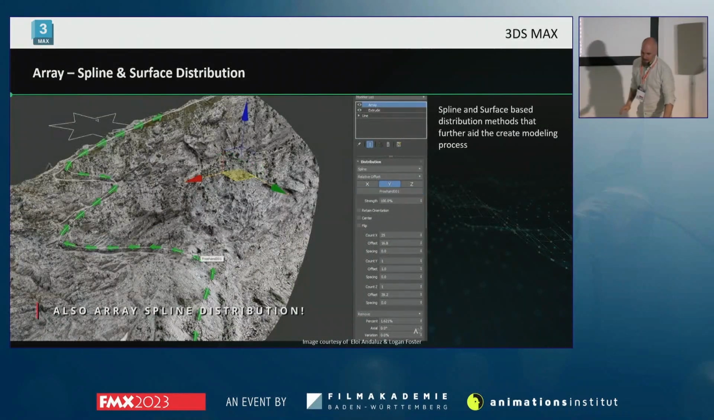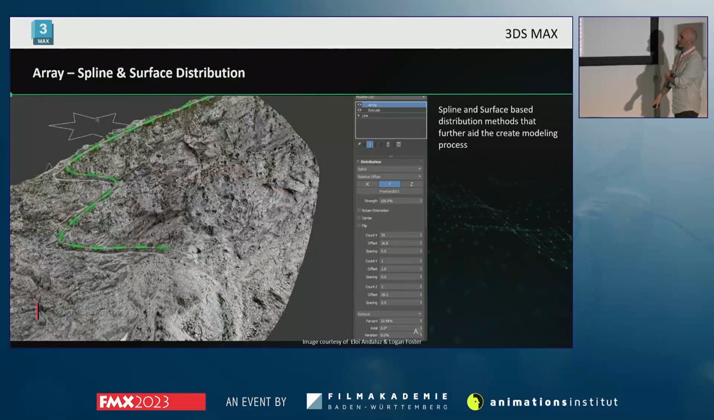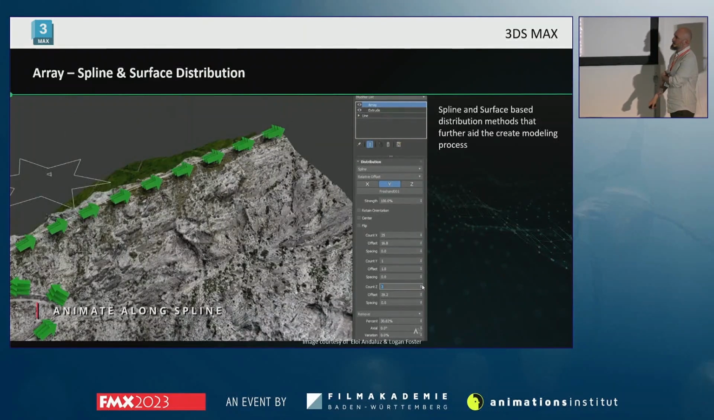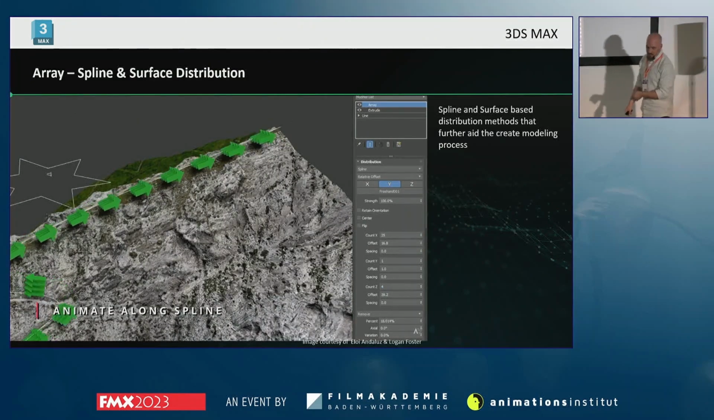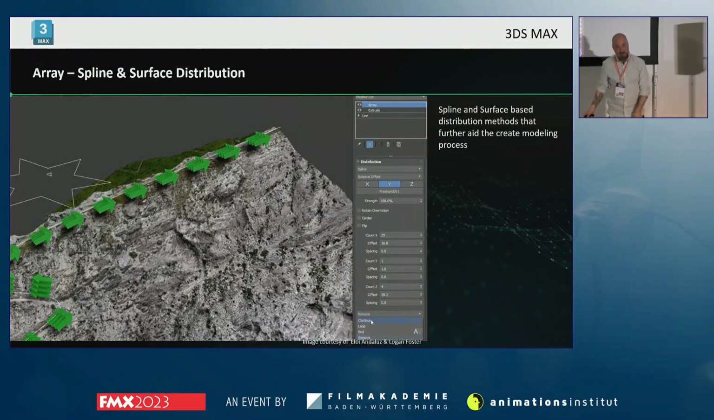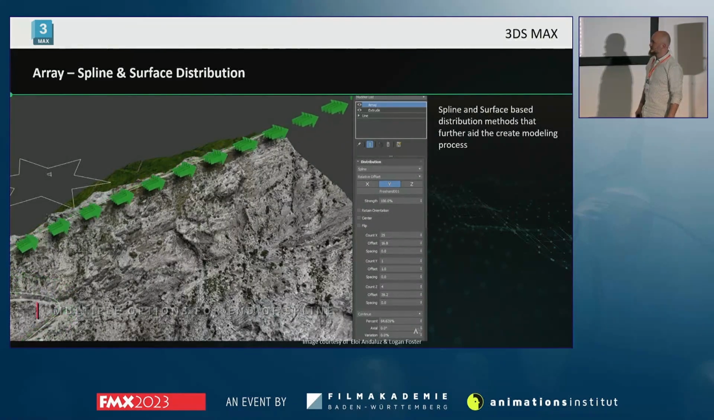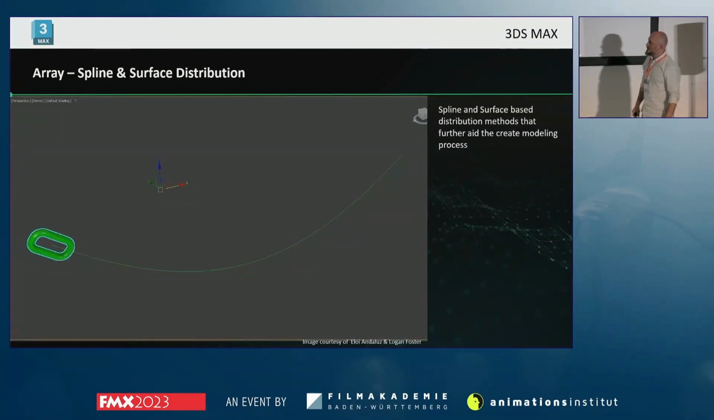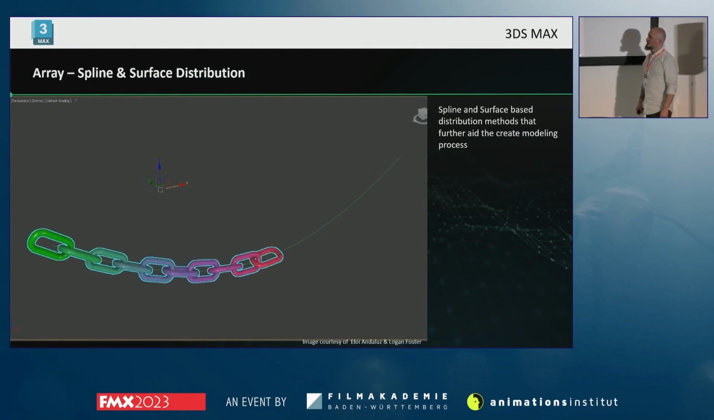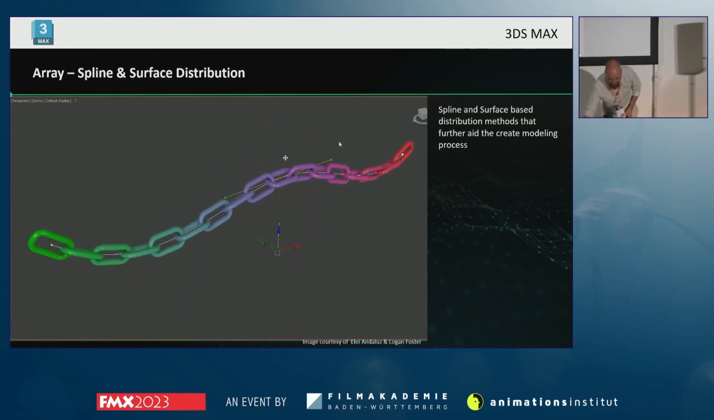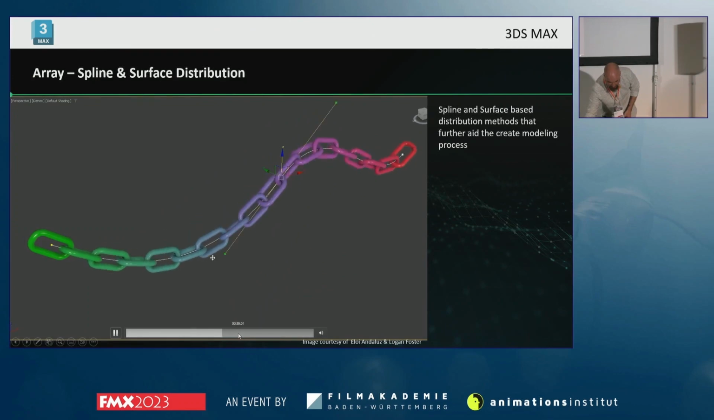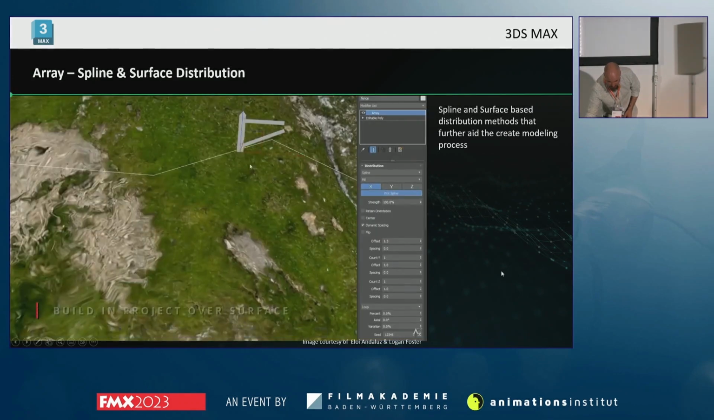Here we go. And that's the array spline distribution or surface distribution method. Everything is super customizable, very fast to use, animatable as well, as it is for any modifier inside of 3ds Max. And if you combine that with different methods, like here we have the gradient appearing.